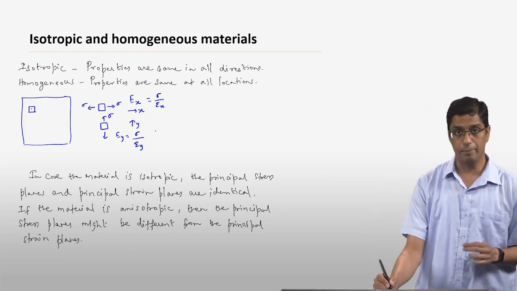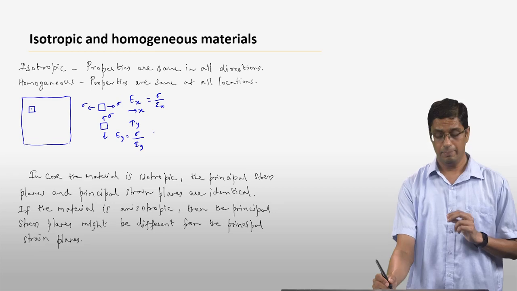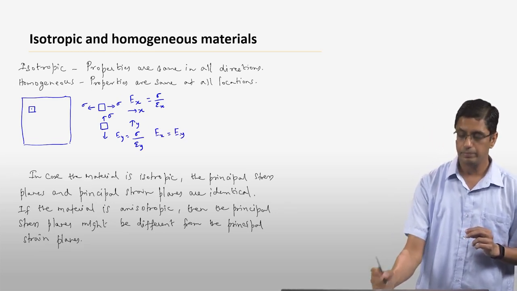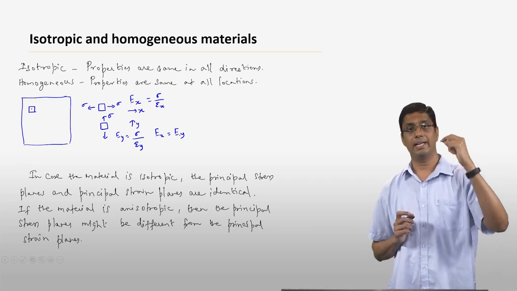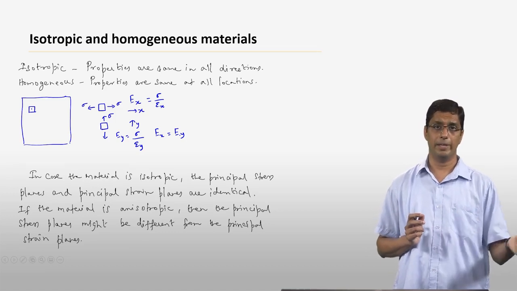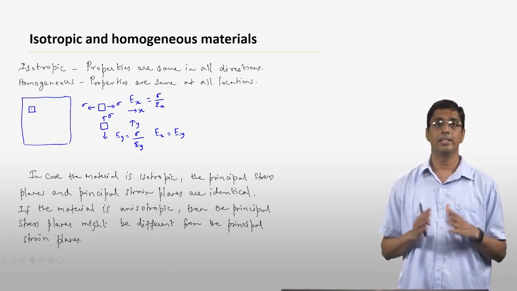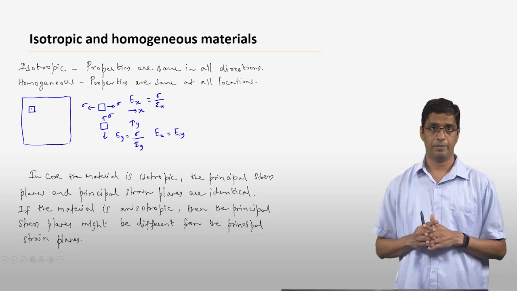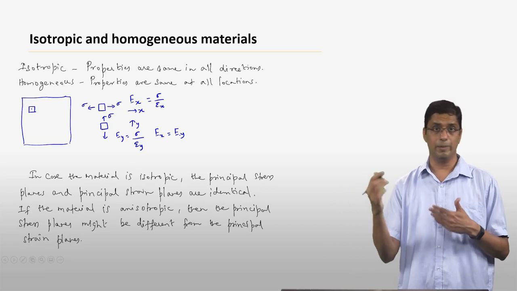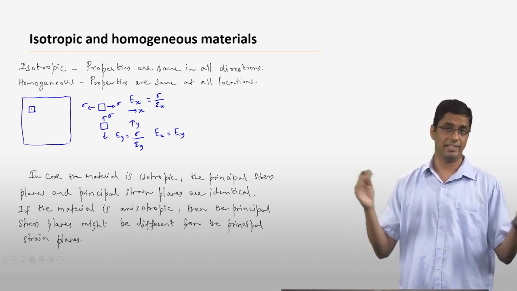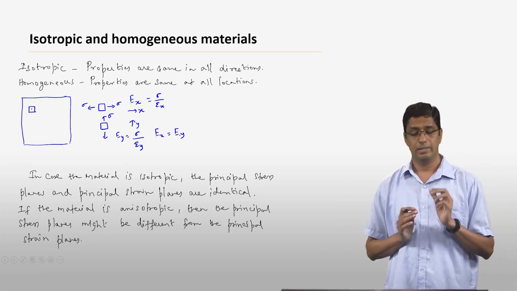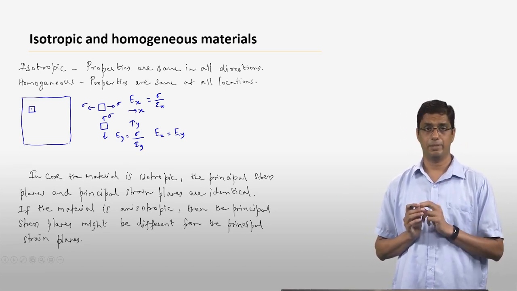If this material is isotropic, it means your Ex will be equal to Ey. So the property in the x direction, which is the Young's modulus in the x direction, is the same as the Young's modulus in the y direction. That means this material is isotropic. I can do it for the x direction, y direction, z direction, or some arbitrary direction. Whichever direction I measure the Young's modulus, it will have the same value. That is the concept of isotropicity.